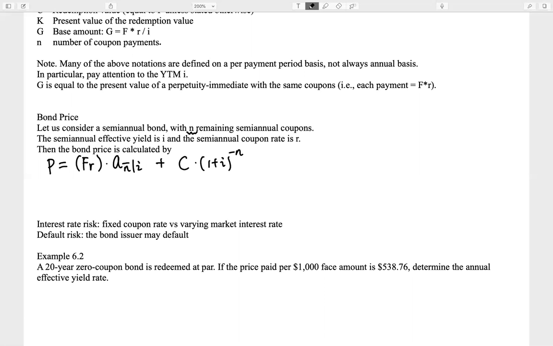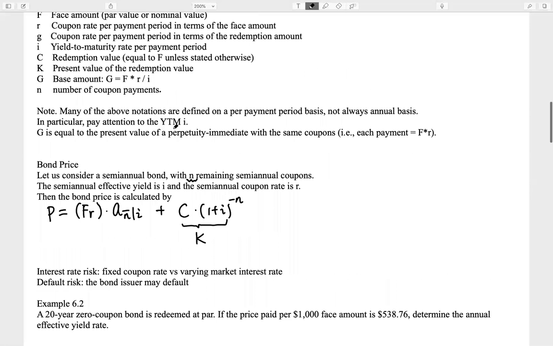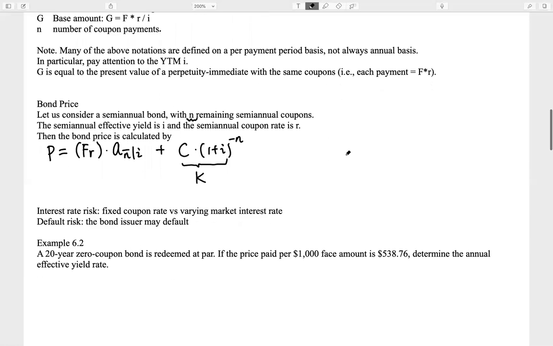Okay, sometimes we call the second one K, because this is the present value of the redemption value. There is an alternative formula. Let me also put a bracket. If you feel you can understand, that's better. If not, stick to my first formula.